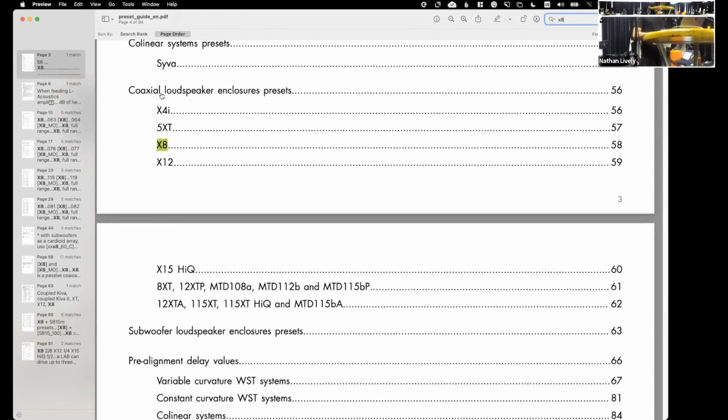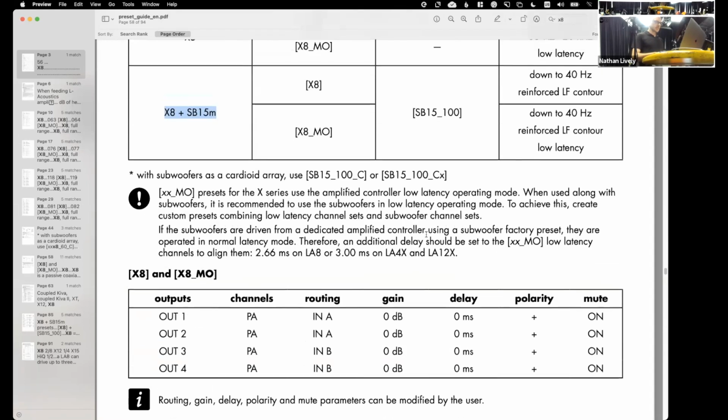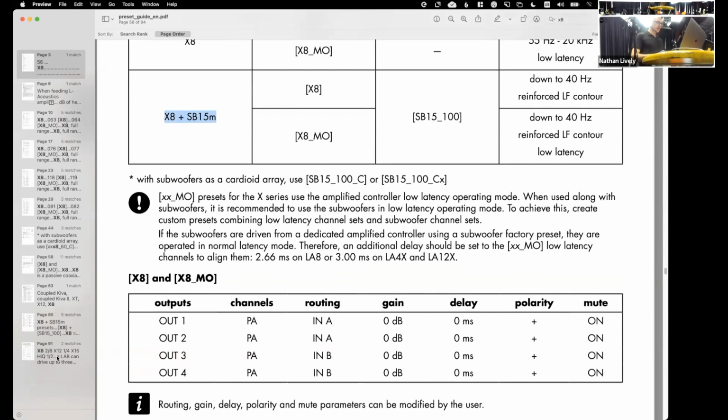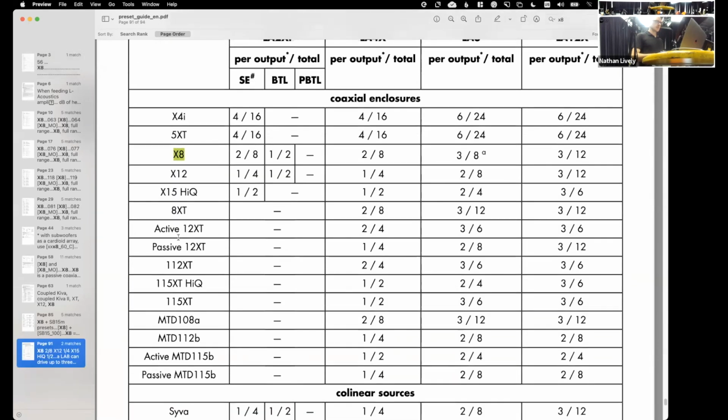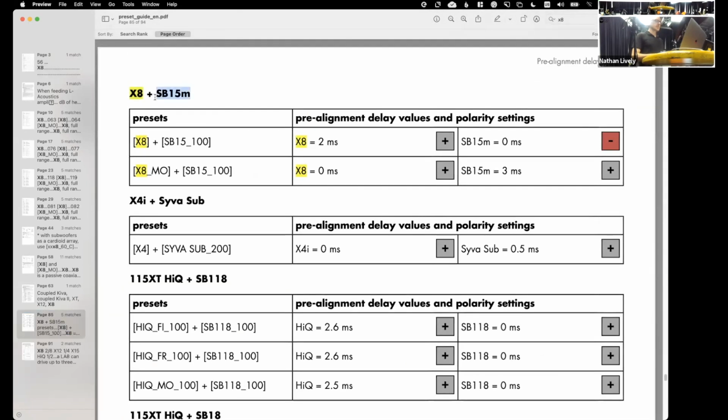So you go to presets, X8. And so if you're going to combine the X8 with an SB15, then you need... okay, well, these are just the presets. I need to actually go back down to the pre-alignment delay values. Here we go. X8 plus SB15, you need 2 milliseconds of delay and a polarity inversion.